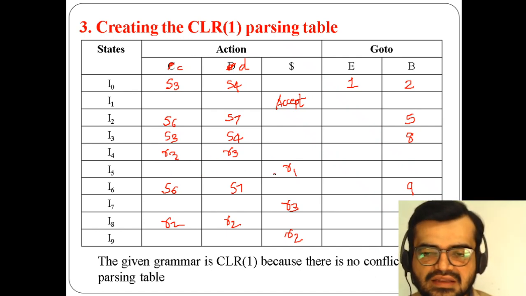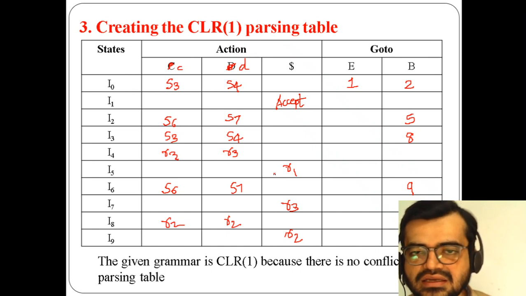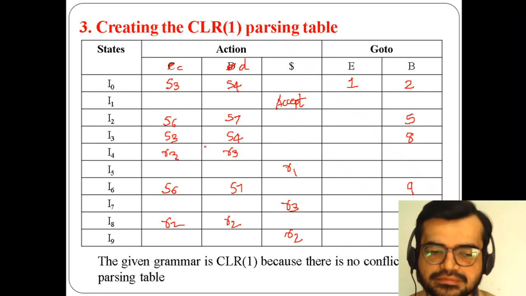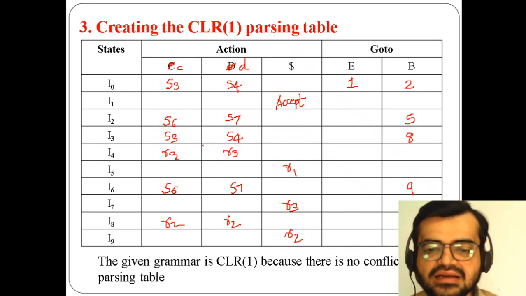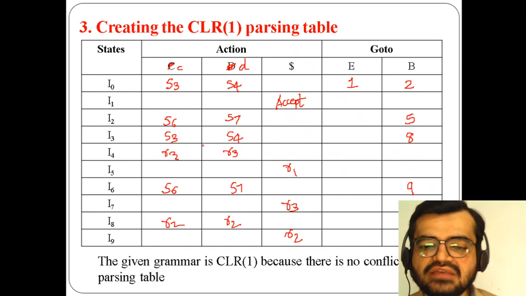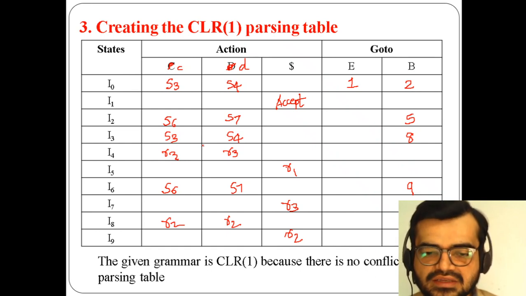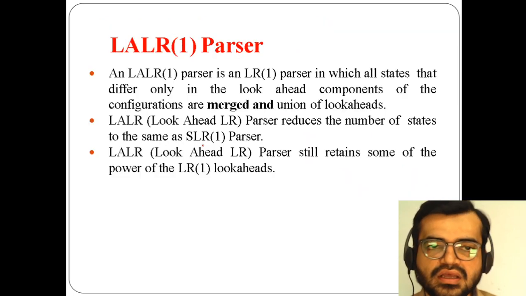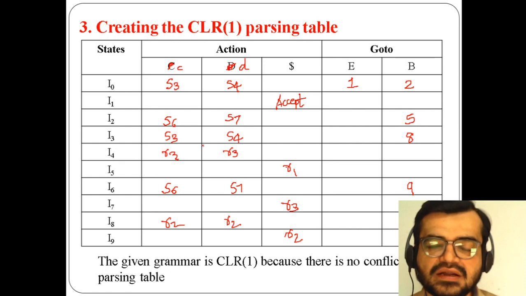So in that sense the parsing table is generated. As you can see, there is no conflict here. What are the conflicts? That means there is no shift reduce conflict, and there is no reduce reduce conflict. That's why you can say that it is the CLR of one parsing method. That means the given grammar is CLR of one, it is satisfying the CLR of one parsing technique. So this is how the CLR of one parsing table is built.